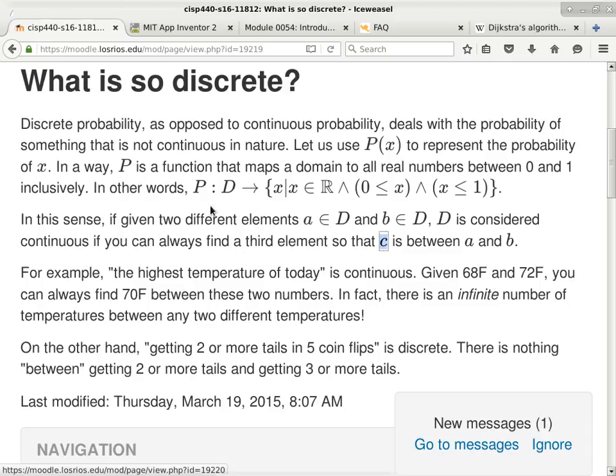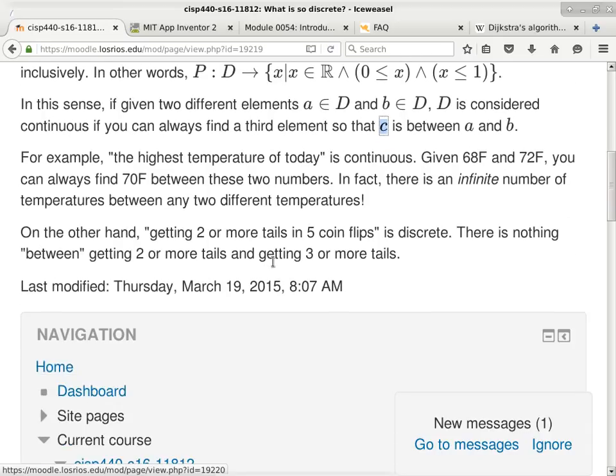Okay. On the other hand, when you're dealing with discrete probability, then you're dealing with something like this: getting 2 or more tails in 5 coin flips. Okay? That is a probability, but the number of tails in 5 coin flips is discrete. You can have 0, 1, 2, 3, 4, or 5. There are only 6 possible cases that can happen.